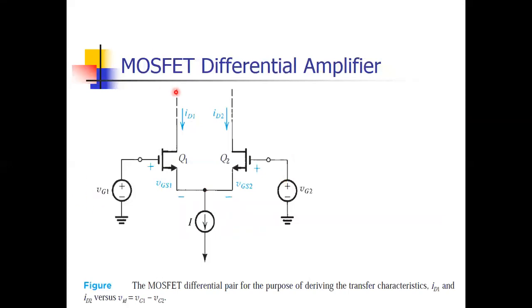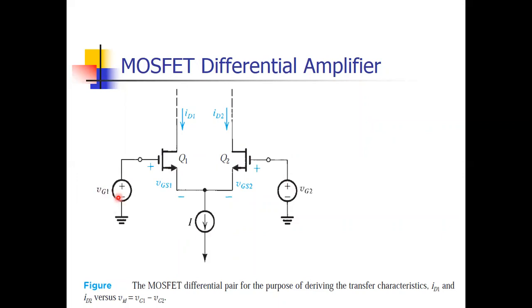Since we are using MOSFET, that's why it's called MOSFET differential amplifier. So here two identical MOSFETs we will use. MOSFET means E-MOSFET, enhancement type MOSFET. Identical means both transistors' W by L ratio will be the same, and we will apply the same input voltage.